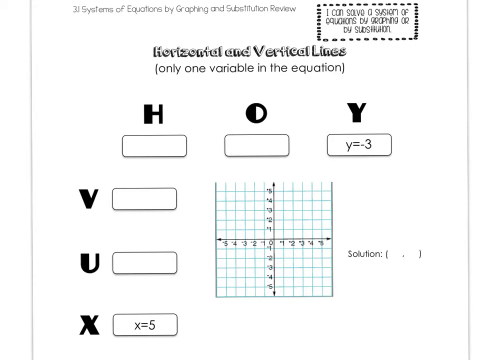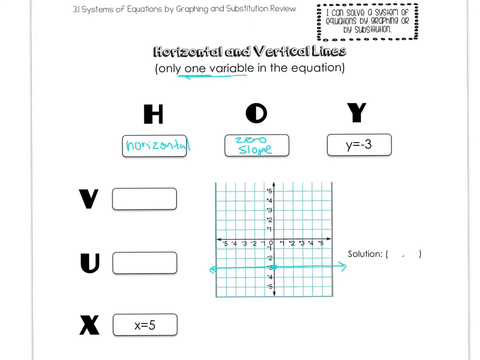This is when there's only one variable in the equation. So the HOY, HOY, that stands for horizontal. And it has 0 slope. And the equation starts with a y. It doesn't have an x, but it starts with a y. And so we would graph y equals -3. We put a dot at -3, and then the line that crosses that. So right there.